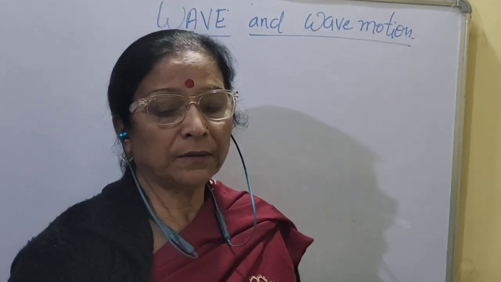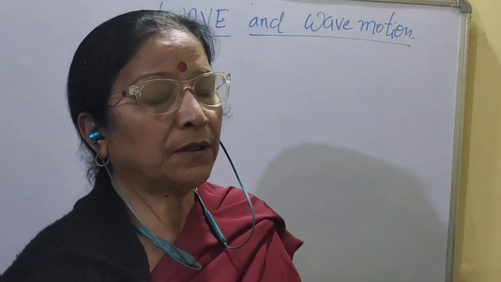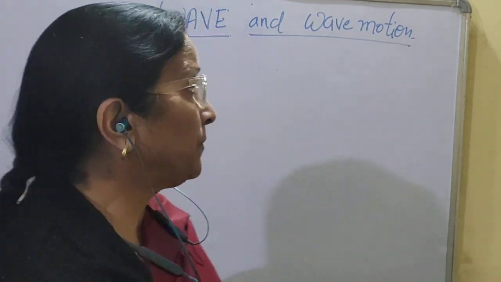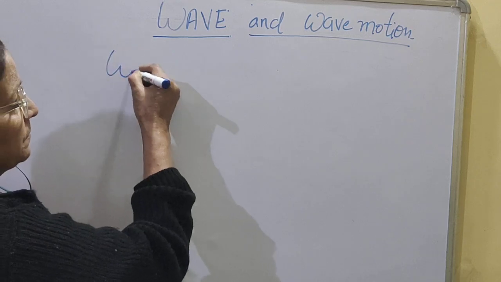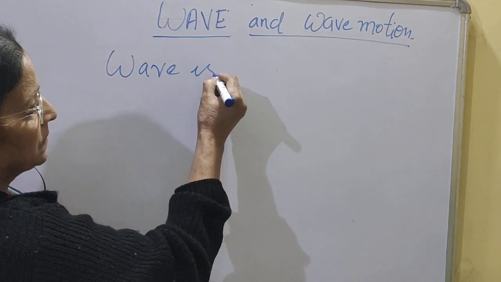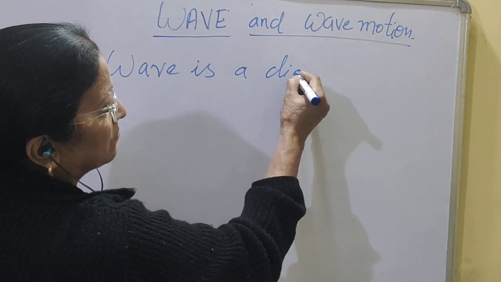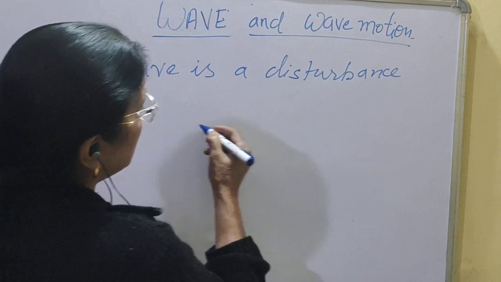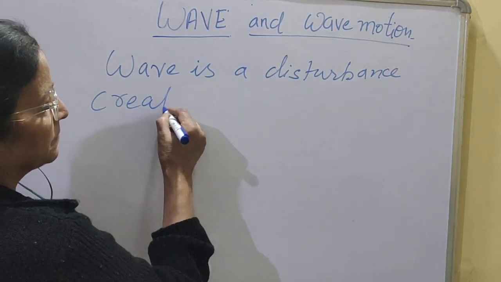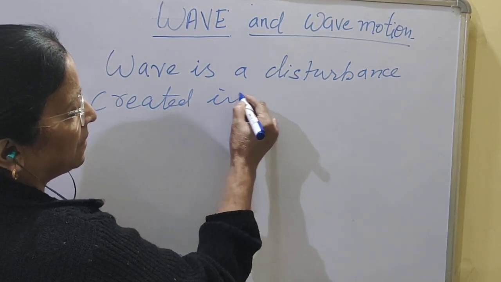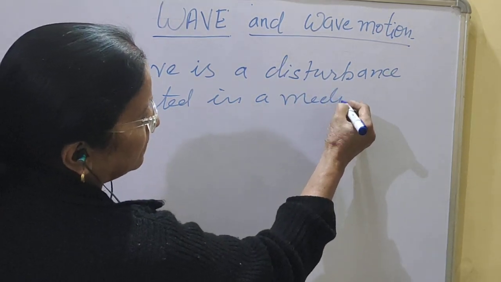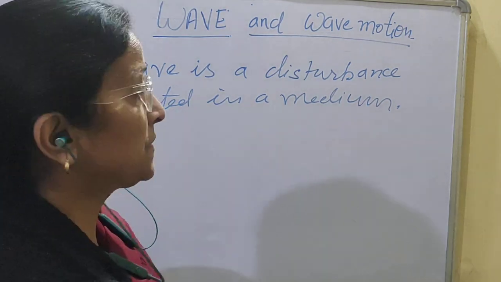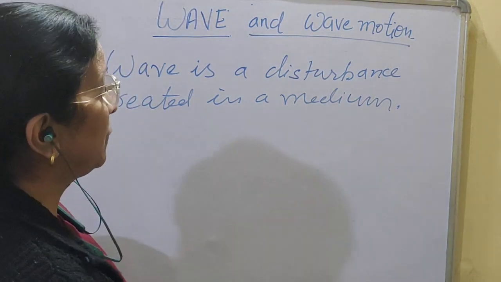So what we studied is that a wave is a disturbance created in a medium, whether the medium is solid, liquid or gas. So that is called a wave.